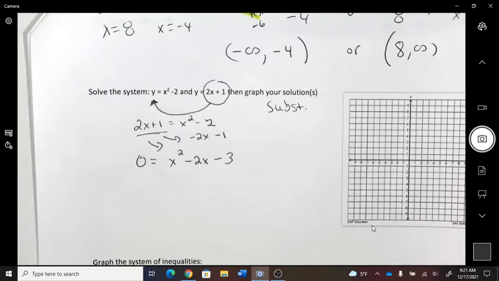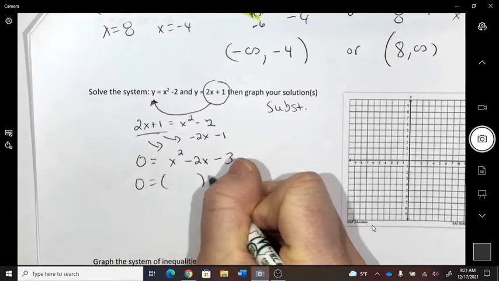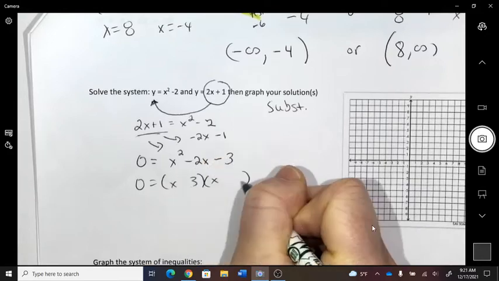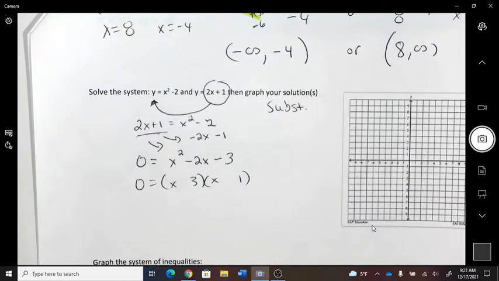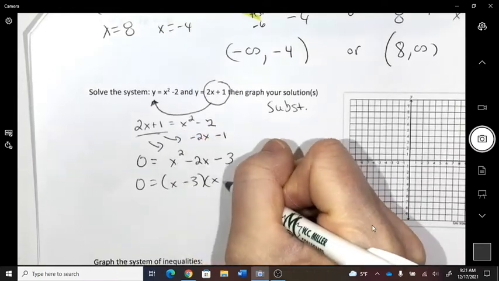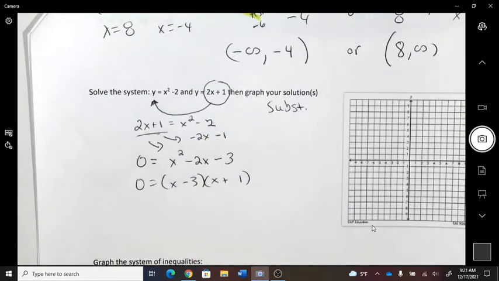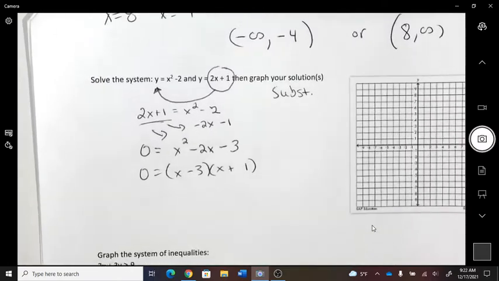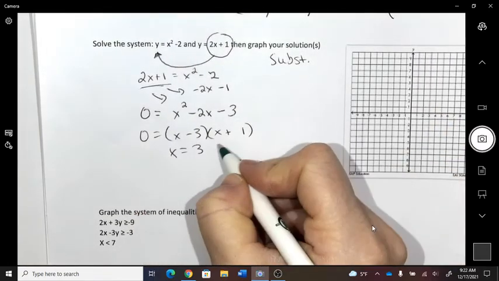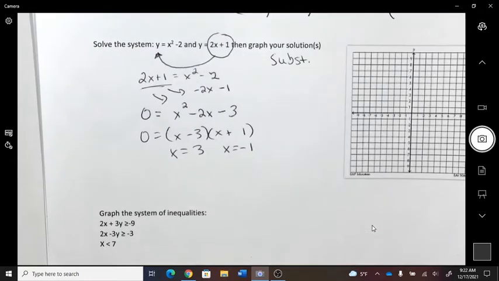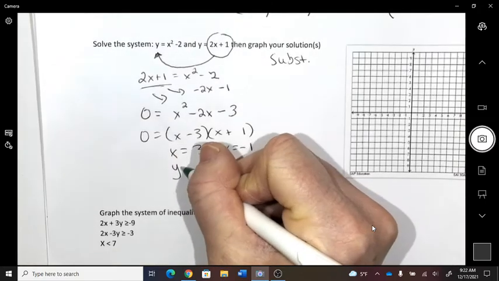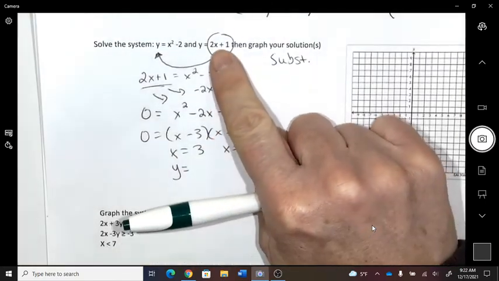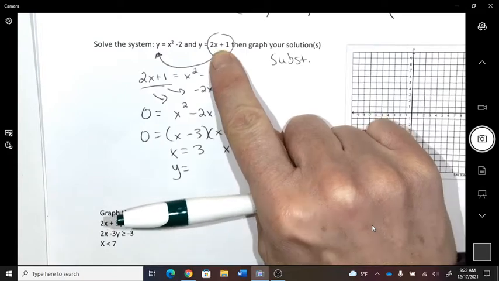Okay, so we have factoring techniques, so I'm going to see if that will factor. 3 times 1, I got to make a negative 2. So I get x equals 3, x equals negative 1. Okay, that's not your answer though. That's not the full answer anyway. When x is 3, how much is y worth?